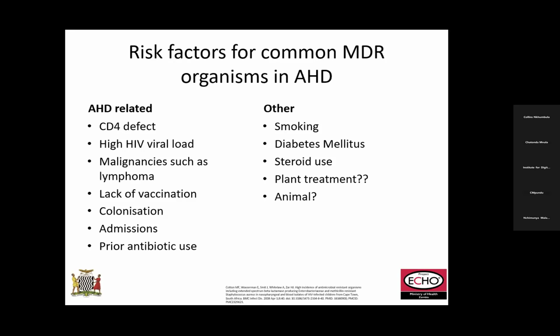So these are advanced HIV related, and we have as well the non-advanced HIV related, a situation where you have an immune system which is affected, like the case of diabetes, those who have long-time steroid use, plant treatment, this part of the traditional treatment, contact with animals, as well as smoking, which has been noticed as other factors for drug resistance in advanced HIV.